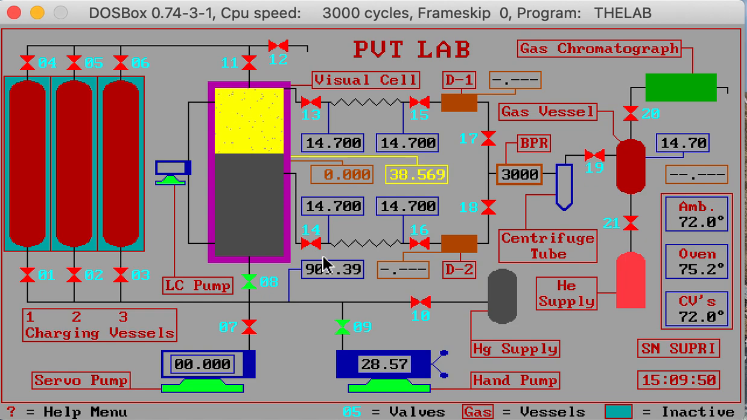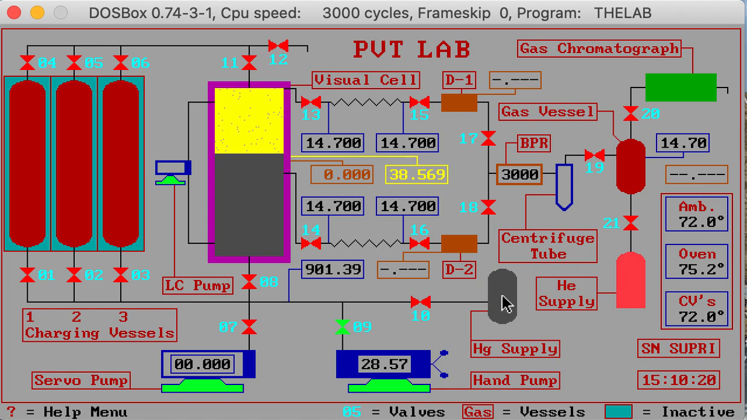In case you are doing the experiment and this hand pump becomes full, in lab number 2 or 3, you will see situations where you remove even 30 cc's and you still have some liquid. If the hand pump starts getting full, what we are going to do is exactly what we would do in the lab. So I'm going to press F2 and disconnect this hand pump from the visual cell. So I close valve 8.